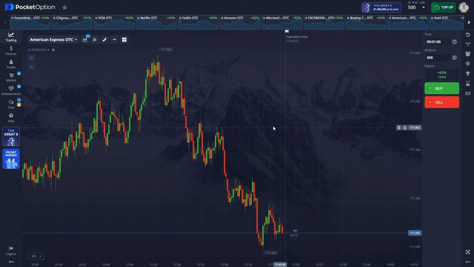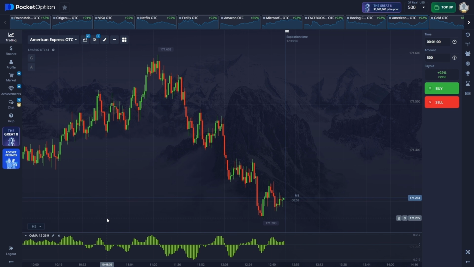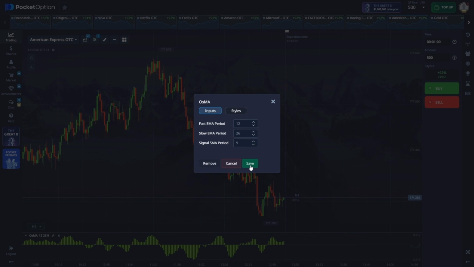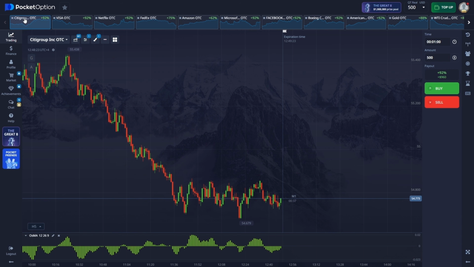I have $500 in my account, and I will introduce a new indicator called OsMA. First, we will go to the indicator, then select OsMA. The settings are default: 12, 26, and 9. So how does this indicator work? When the level intersects the 0 level and the candle starts below the 0 level, we can proceed with the downside move. And when the candle is above the 0 level, we can proceed with the upside move.